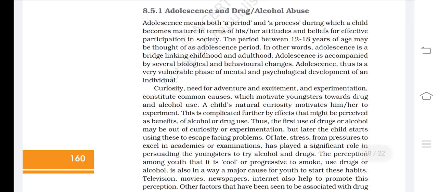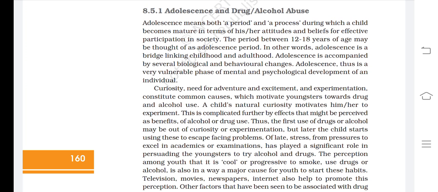Adolescence and drug and alcohol abuse. Adolescence means both a period and a process during which a child becomes mature in terms of his or her attitudes and beliefs for effective participation in society. The period between 12 and 18 years of age may be thought of as the adolescence period. In other words, adolescence is a bridge linking childhood and adulthood.